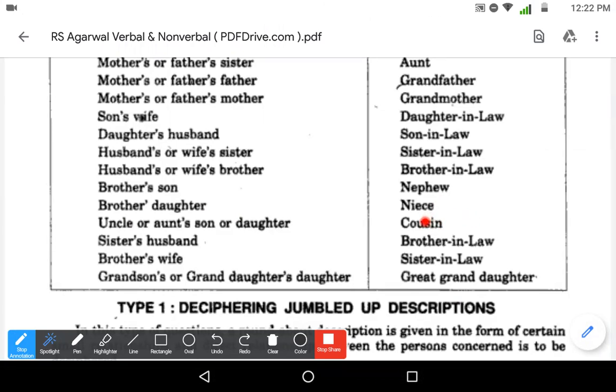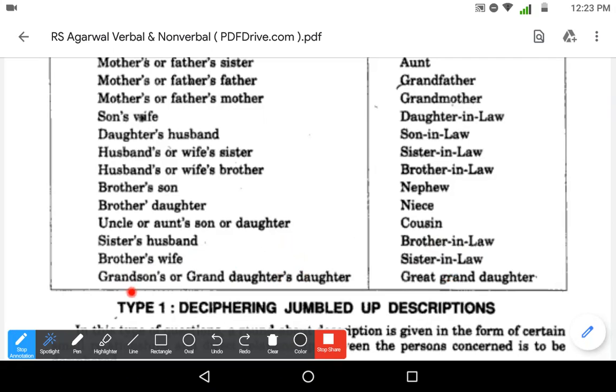Nephew, niece. Then uncle or aunt's son or daughter, these will be your cousins. I'm sure you know the meaning of cousins. So if it's your brother's son or daughter, that will be nephew and niece. Then any son and daughter of your uncle or aunt, they will be called cousins for you. And then sister's husband is brother-in-law, brother's wife is sister-in-law. So this again you have to understand.